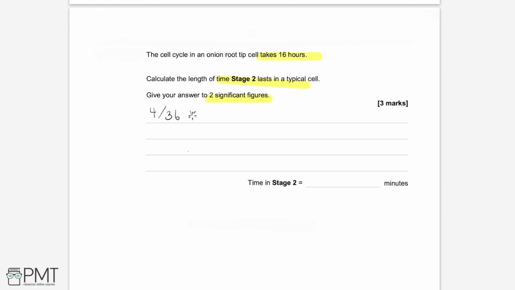So the sum we're going to do is 4 over 36 times 16, that is the number of hours in the whole cell cycle, times 60. And that equals 106.6 recurring.